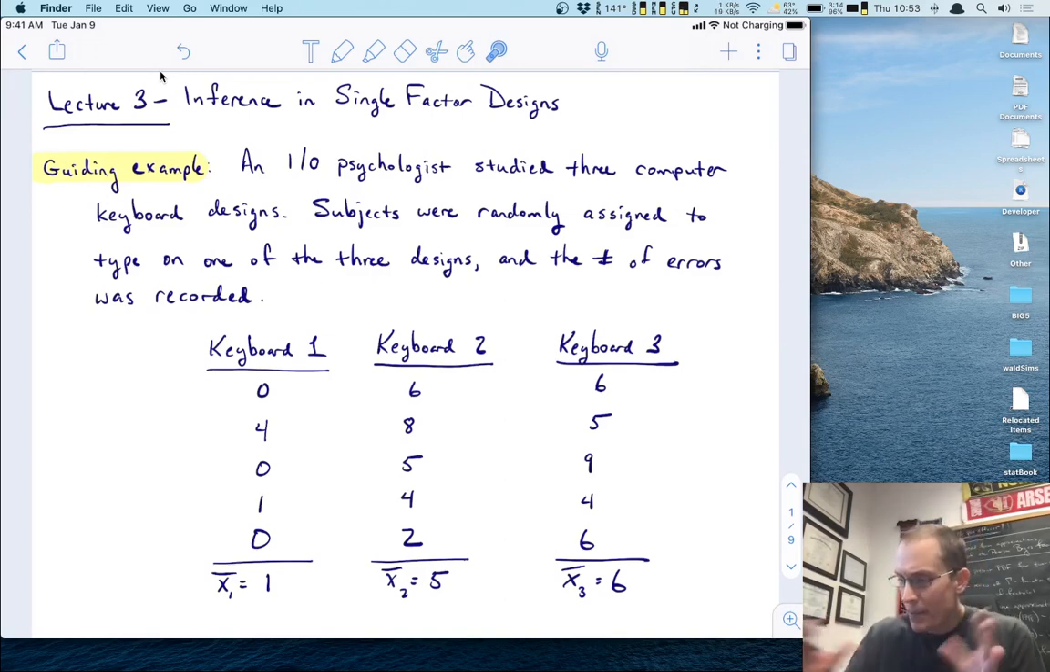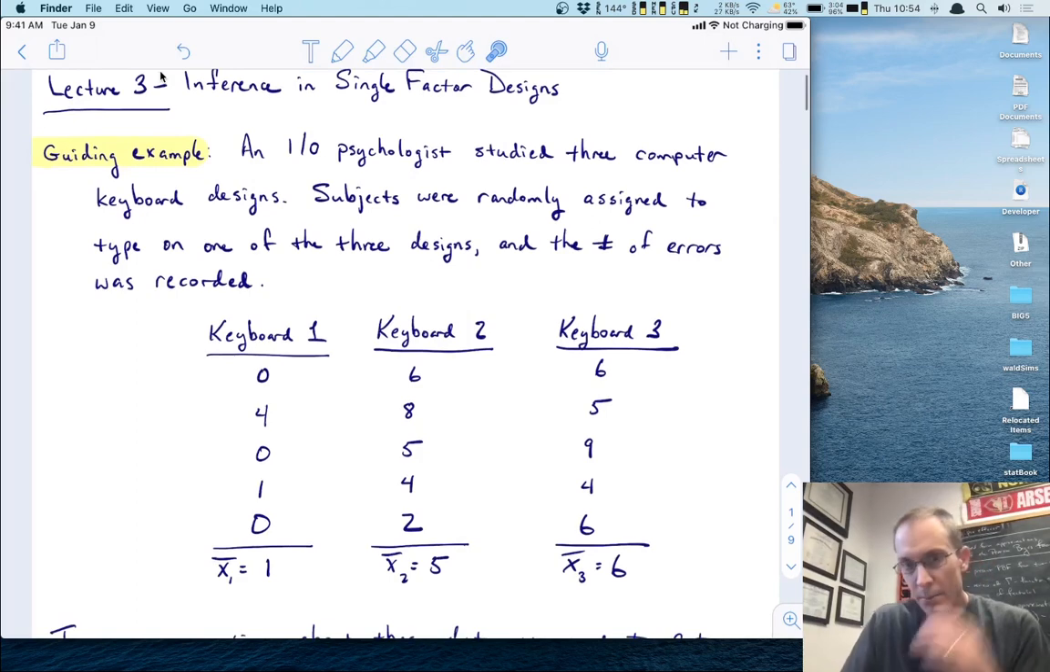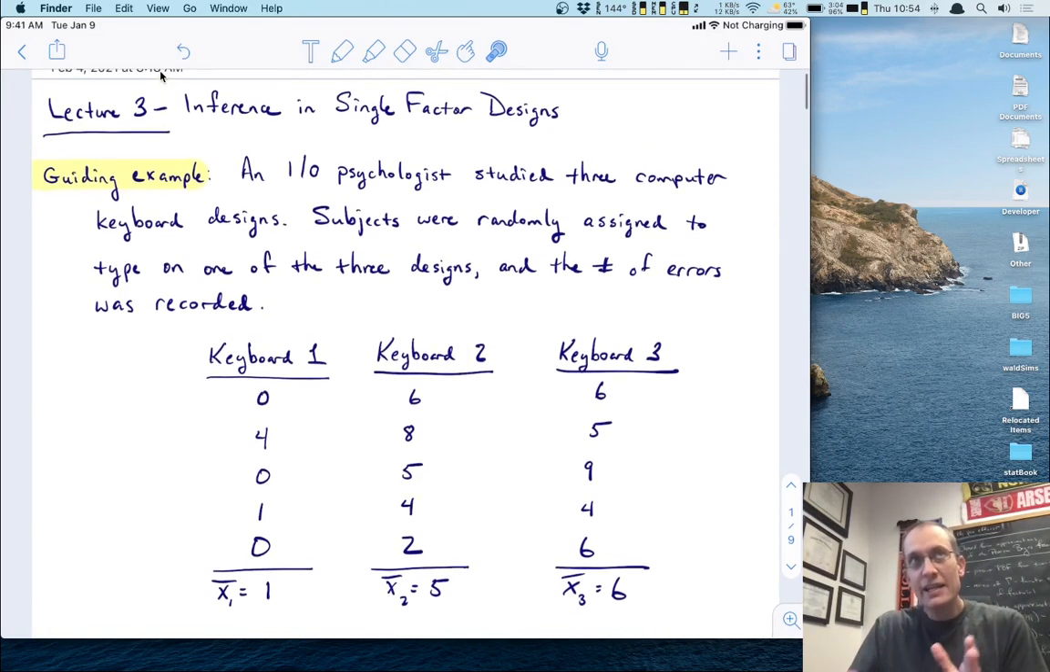You can see that there appear to be some differences between the keyboards, and you might want to make some inference about the overall efficacy of these keyboards based on these observed data. So we're going to talk about how to answer questions like that using a classic technique, particularly the analysis of variance. But to get there, we really need to delve into some of the conceptual underpinnings of what really builds up analysis of variance.